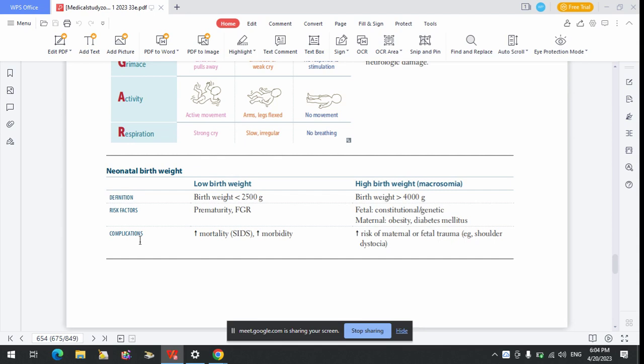So what are the complications of low birth weight? There's sudden infant death syndrome. They can die anytime between the point of delivery and 1 year after delivery, and there is high morbidity. Then for macrosomia, it's more of maternal injuries during delivery, like, you know, Erb's palsy and the likes, and shoulder dystocia when you are trying to pull the baby out. So that's that.